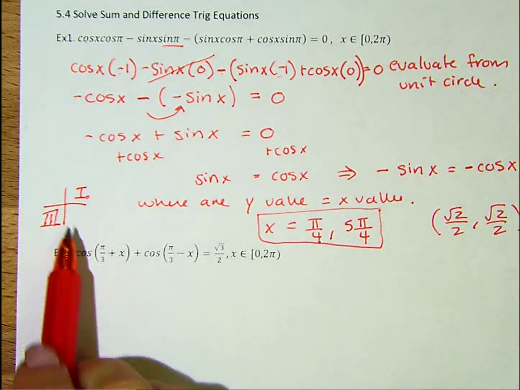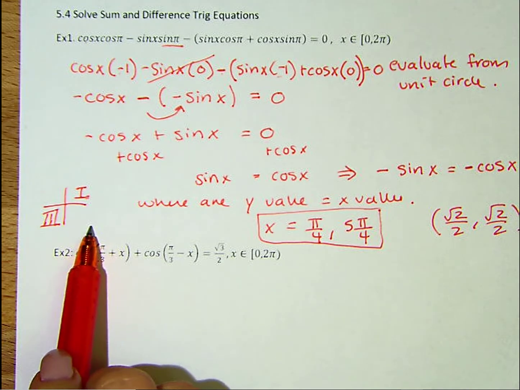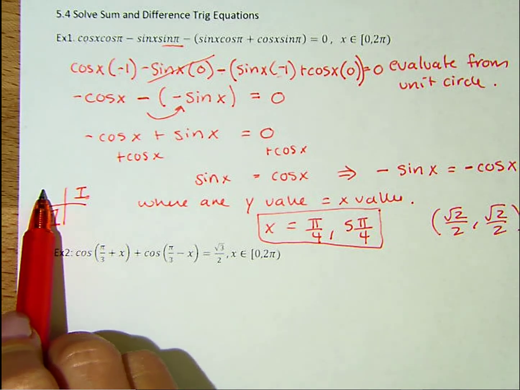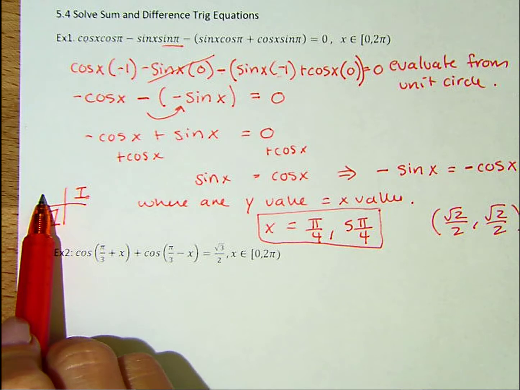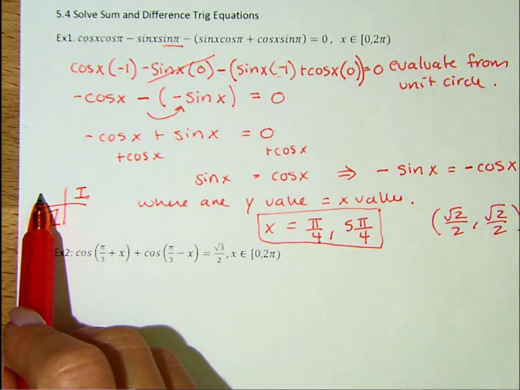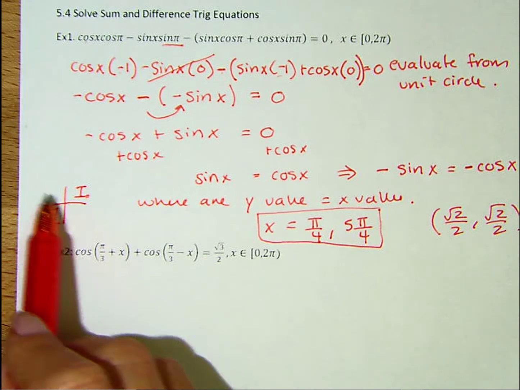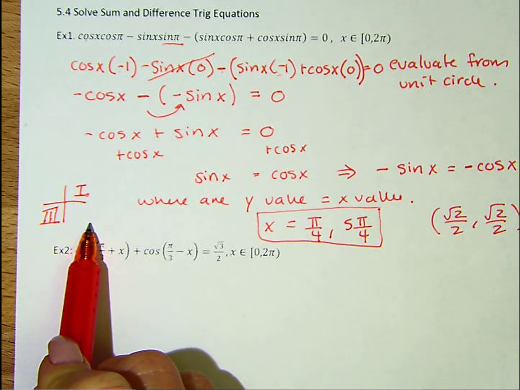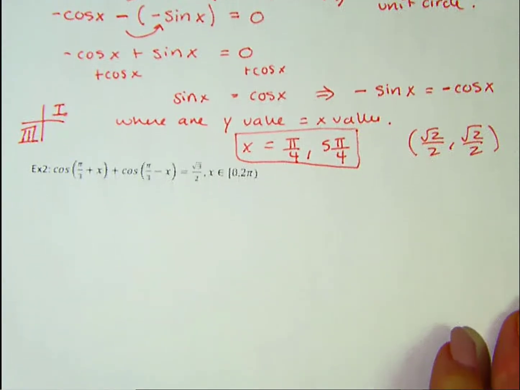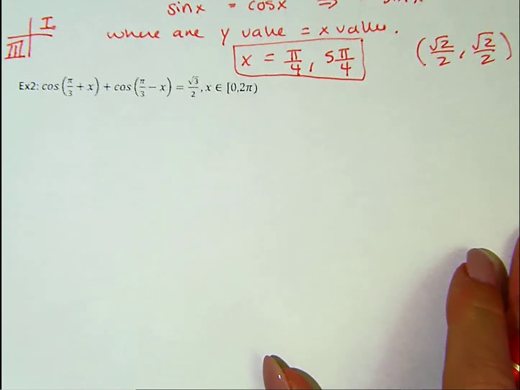So just to be clear, the reason why we aren't using the second quadrant and the fourth quadrant is because one of our coordinates is positive and one of our coordinates is negative. So we don't use this one and we don't use this one. Next question.